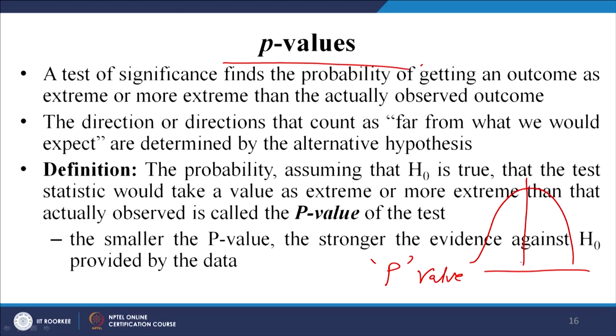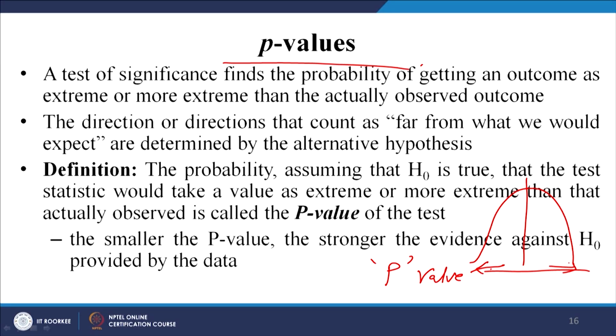So, if this is the test, we are asking what is the probability of the value lying at the extreme corners. It says what is the probability of getting an outcome, the result, whatever the mu, as extreme or more extreme than the actually observed mu, the actually observed mean. It could be the mean, it could be any other parameter also. So, what is this probability?